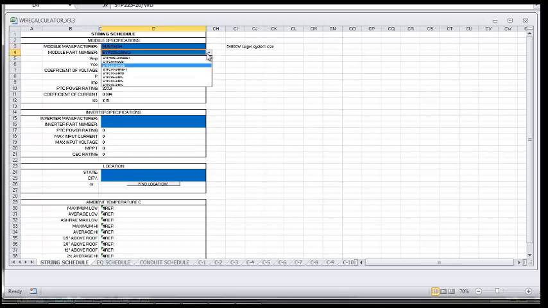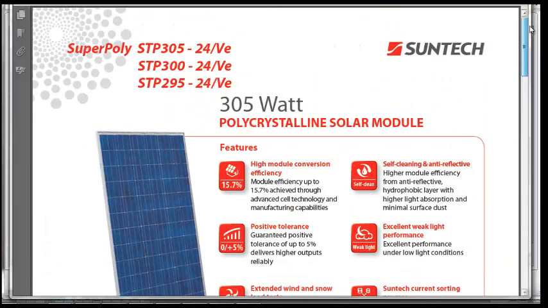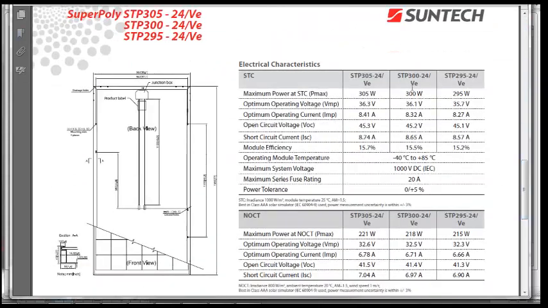Here we select a module manufacturer and a module part number. The electrical specification should drop down below that, so that's all automated. Let's check that against the cut sheet from the manufacturer. Here's our part number, and here's all the specs. Okay, so those should match. Let's go back to the calculator now that we've checked that.